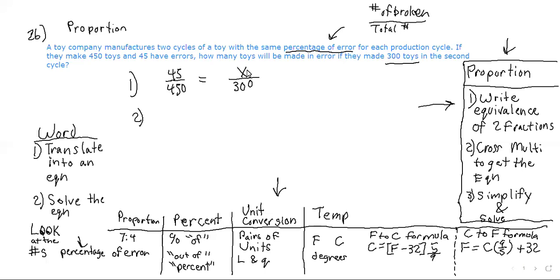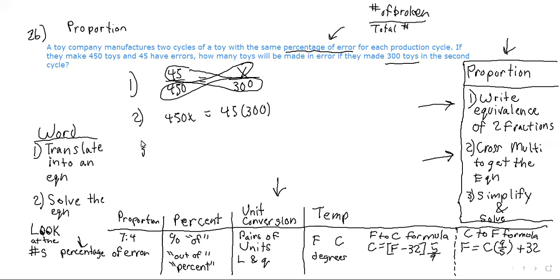What we're doing is we're cross multiplying the tops with the bottoms. So we're going to cross multiply the x on top with the 450 on the bottom. That's going to give us 450x equals the 45 on top with the 300 on the bottom. That's going to give us 45 times 300. Okay, so that's step 2. We cross multiplied the tops and the bottoms. We got our equation. Step 3 says simplify and solve.